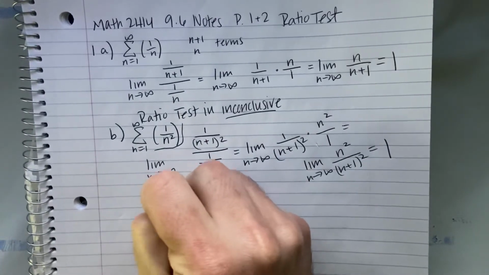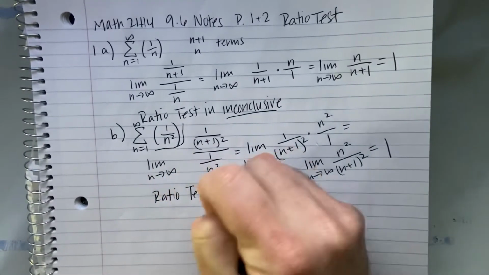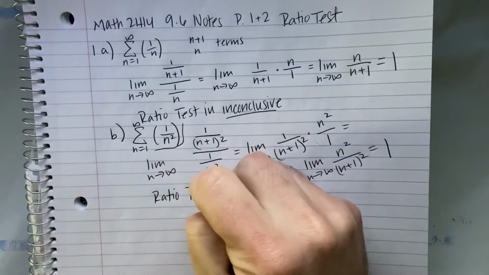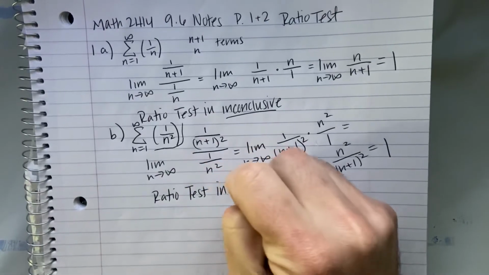So you can't actually draw any conclusions if your limit is 1. If it's anything else, if it's a number bigger than 1, if it's infinite, or if it's a number less than 1, you can draw a conclusion in this test. But for these, you can't.